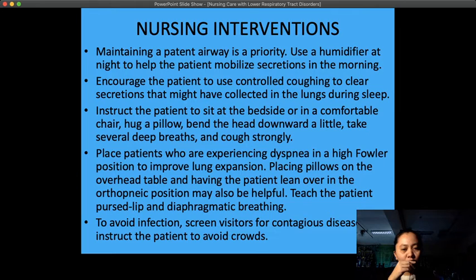Place patients who are experiencing dyspnea in a high Fowler's position to improve lung expansion. Placing pillows on the overhead tables and having the patient lean over in the orthopneic position, okay, may also be useful. And then teach the patient pursed-lip and diaphragmatic breathing, and to avoid infection, screen visitors for contagious diseases, and instruct the patient to avoid crowds.